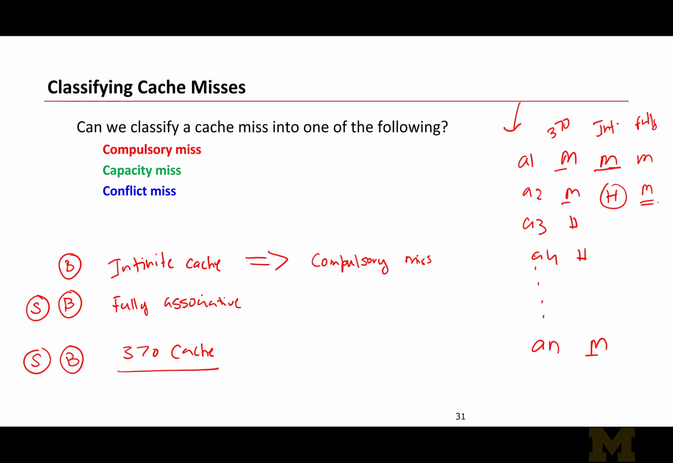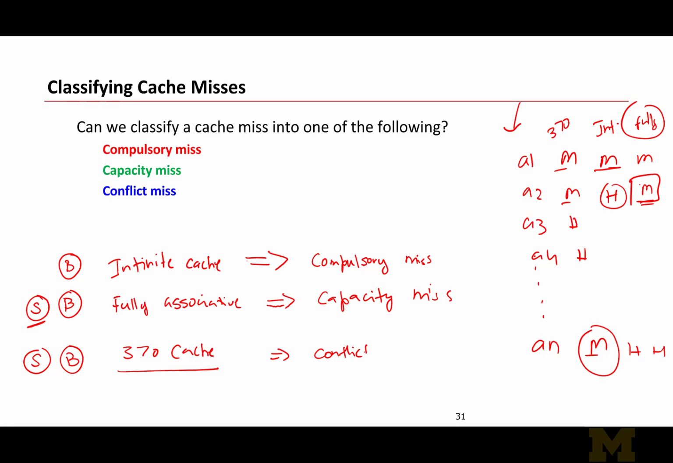Well, it says that this miss is not really due to lack of associativity, because we are simulating a fully associative cache, but it should be because of lack of size. And so any miss that is observed in the fully associative cache of the same size as your 370 cache, I'm going to call it as it has to be due to lack of capacity. So therefore, we are going to classify that as a capacity miss. And finally, any miss that you observed only in your 370 cache, but it was a hit in both the infinite cache and the fully associative cache, would be classified as a conflict miss.